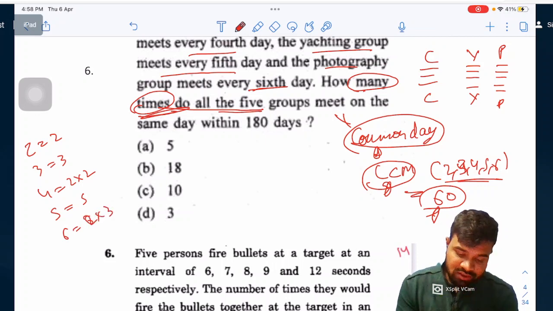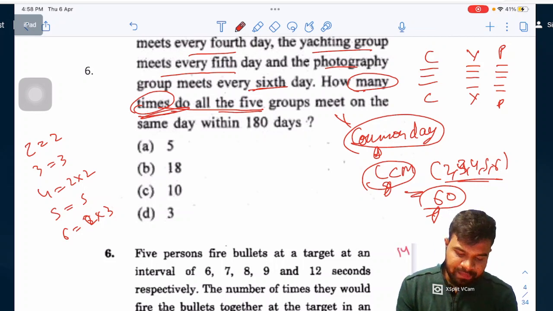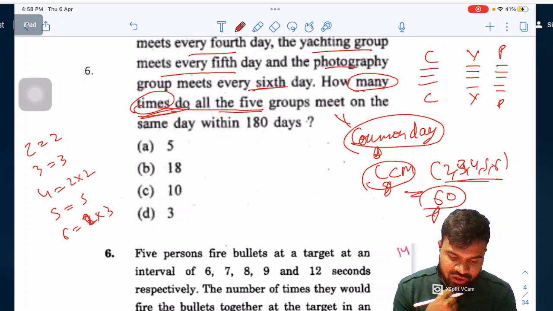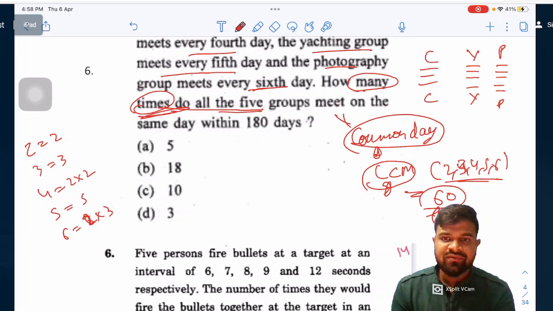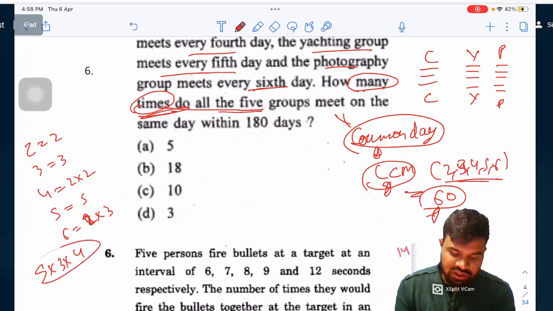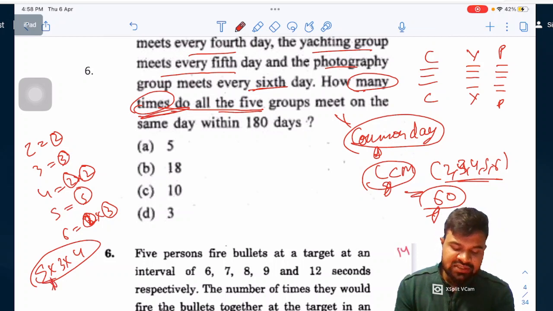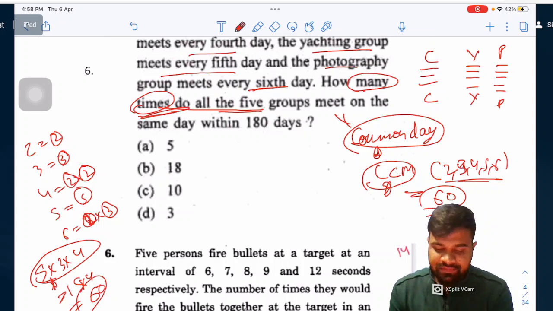Now, what will you do? You will take out the higher powers. How many powers are there for 2? Two powers are there, that means 2 into 2. One power of 3 is common, and one power of 5 is there. So our LCM will be 5 into 3 into 4, that means 15 into 4, that is 60. This is how you find the LCM.